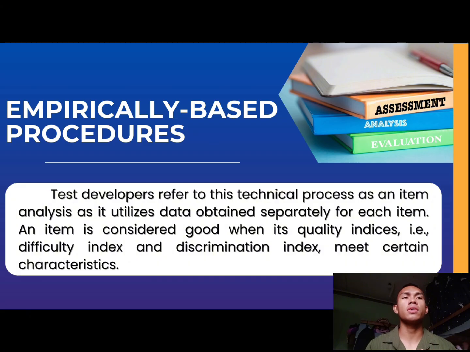So what is difficulty index? Difficulty index tells us how easy or hard an item is for the student, while the discrimination index shows how well the item can separate the high-performing student from low-performing student. By analyzing these two factors, test developers can make sure that the test items are reliable and useful in measuring what they are supposed to measure.